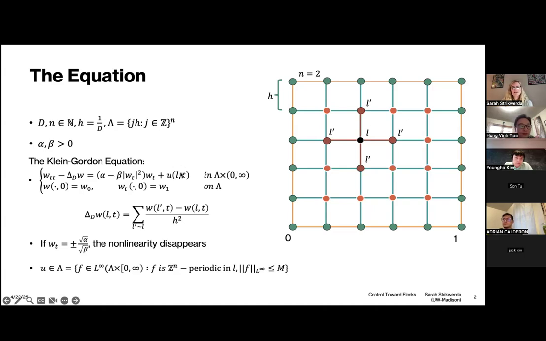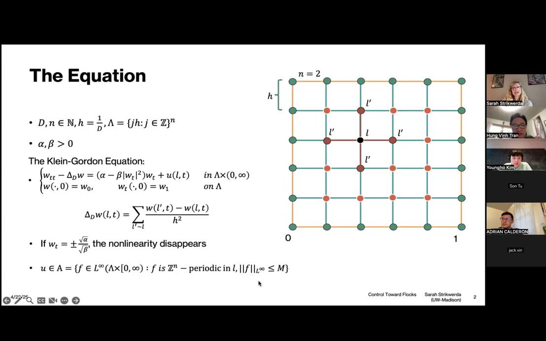And then we also have a control u here as well. And then we have our initial conditions. And so for our control, we're going to say that it has to belong to the set A, which is the set of L infinity functions that are Z^n periodic. So we're going to be thinking about this in the periodic case. So these orange sides, this side can be identified with this side, and this top or bottom can be identified with this top. And so we're in the periodic setting, so our control will also be in the periodic setting.